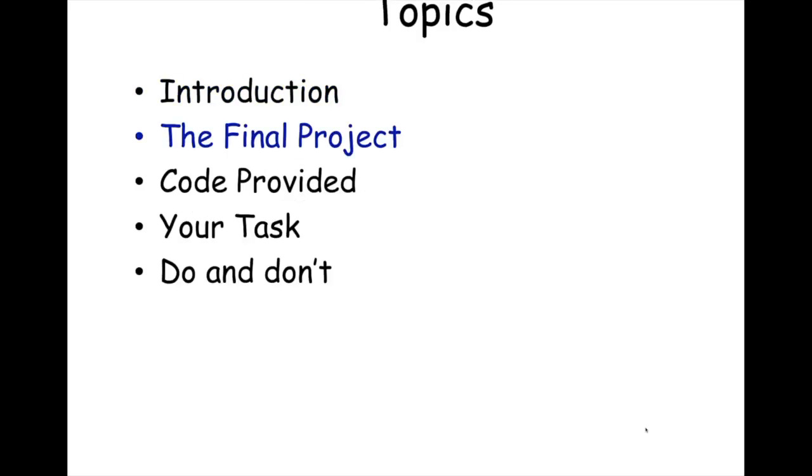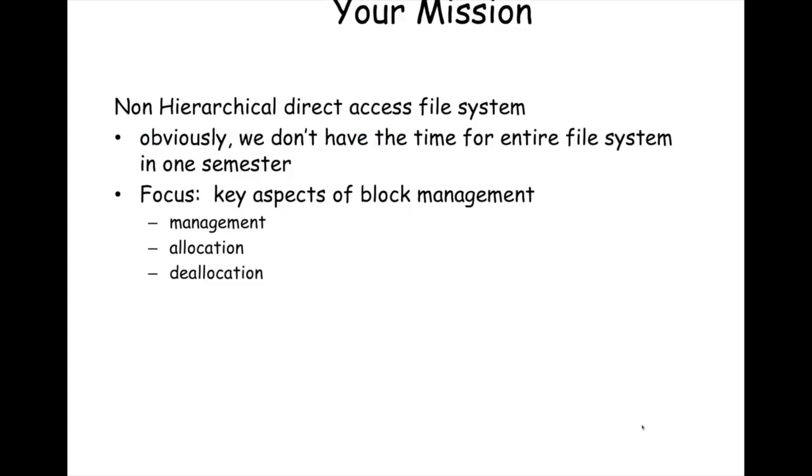Okay, so let's take a look at the final project more specifically. Your mission is to implement a non-hierarchical direct access file system. Now, of course, it's non-hierarchical, so that means we're not going to have two levels of hierarchy. We're not going to have directories or indices on disk, but nonetheless, it's a direct access file system. Obviously, we could take a whole semester to implement an entire file system with directories and links and arbitrary graphs and things like that, but we're going to focus on some key aspects of the file system, not the entire thing. We're going to focus specifically on block management, and that is the accounting or management for blocks, meaning their allocation and their deallocation.